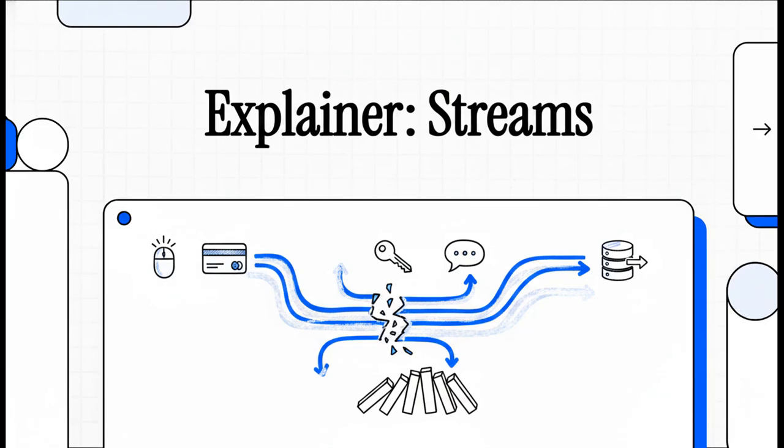Your app is not just storing data anymore. It is reacting to events as they happen. Every click, payment, login, message, and database update can become part of a live stream. And if that stream breaks, your entire system can fall out of sync.